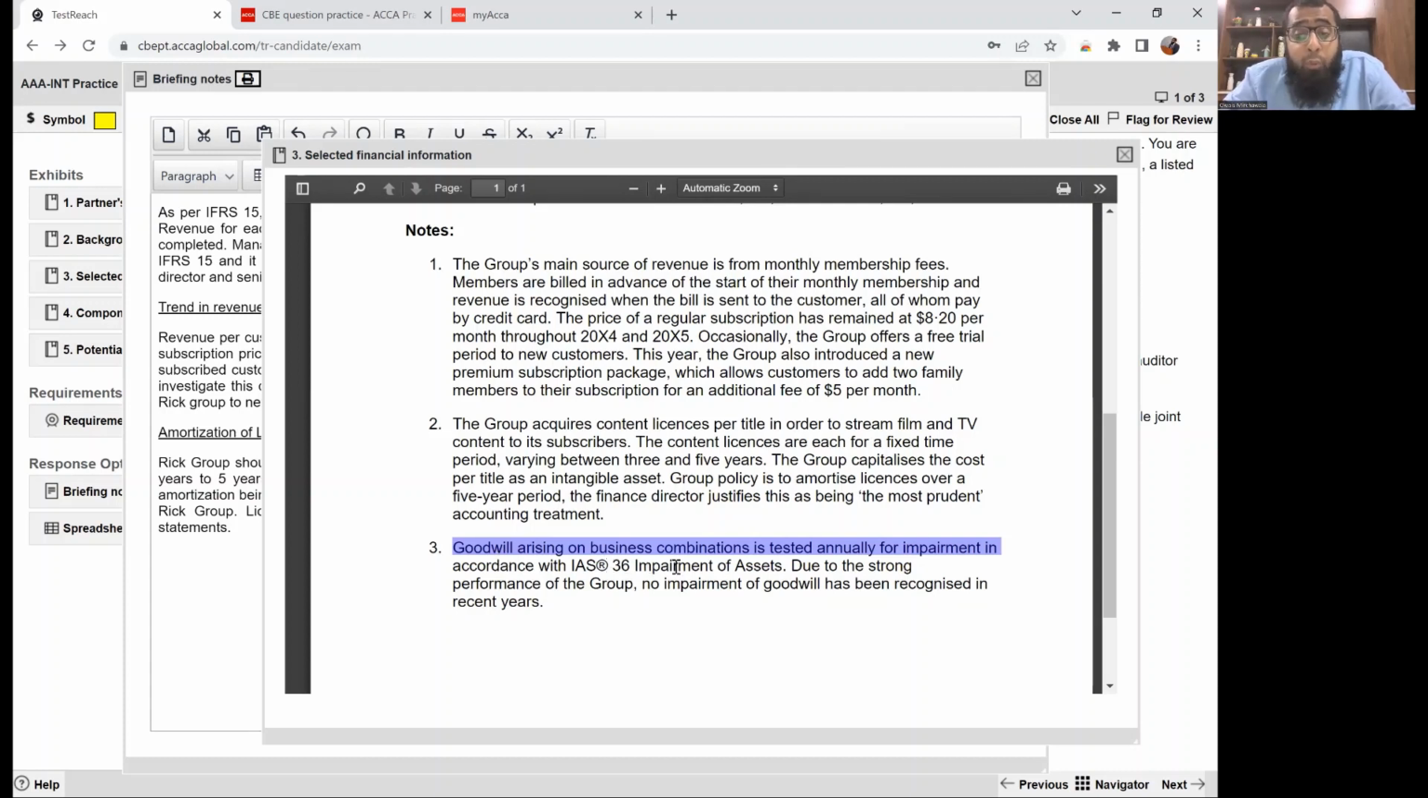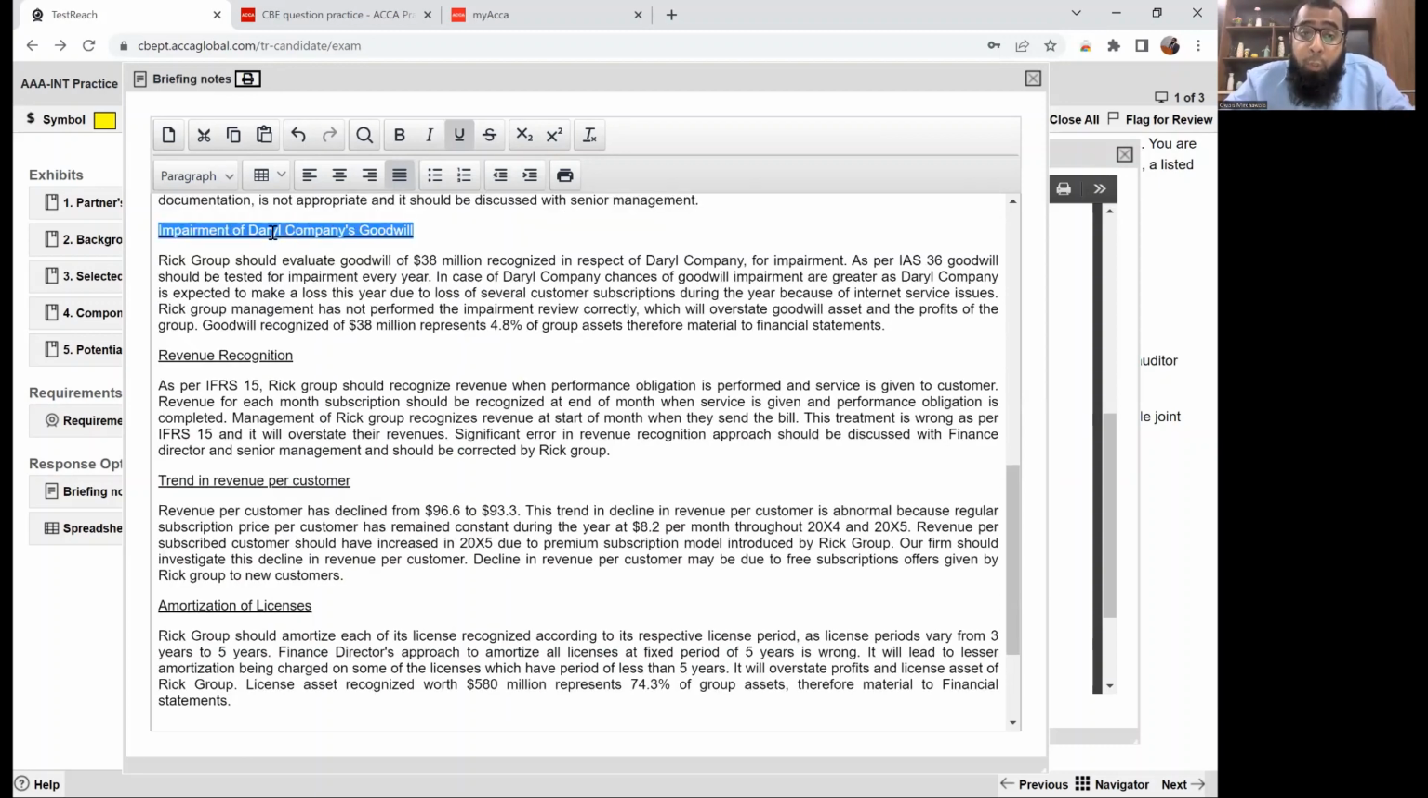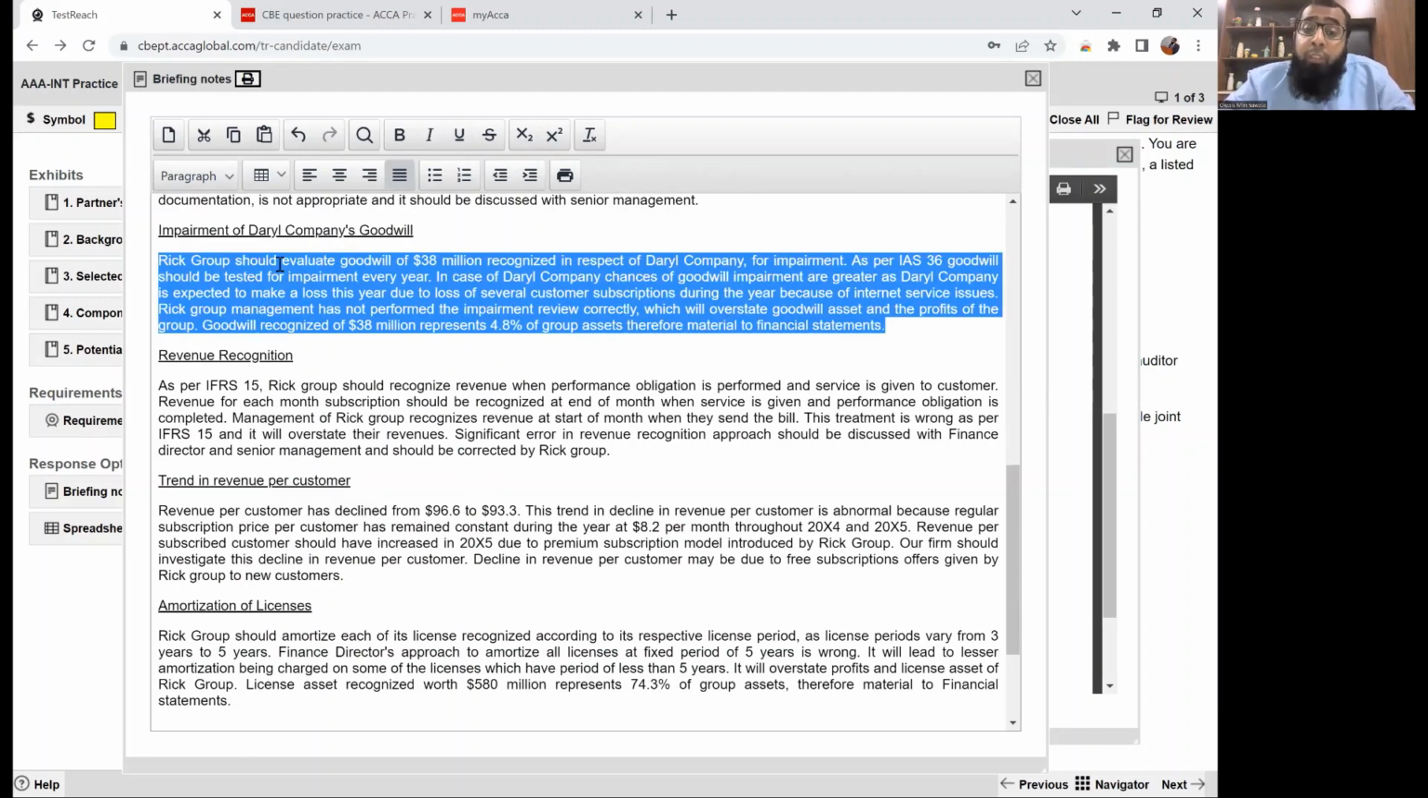Goodwill arising on business combination is tested annually for impairment in accordance with IAS 36. Due to the strong performance of the goodwill, no impairment of goodwill has been recognized in recent years. Maybe the entire group is performing well, but Darrell company itself is creating a loss this year. So we identified here in the point of impairment of Darrell company goodwill that Rig Group should evaluate goodwill of $38 million recognized in respect of Darrell company for impairment. As per IAS 36, goodwill should be tested for impairment each year.